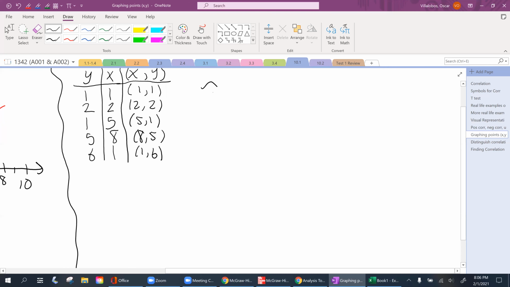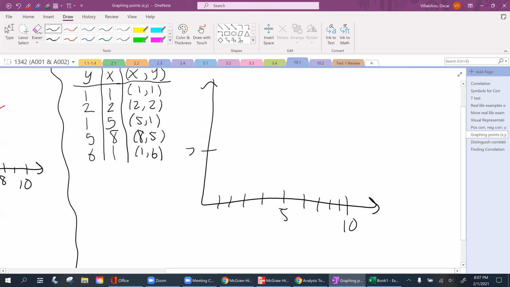All right, so let's go ahead and plot this. Let's just say that's 10, that's 5, 1, 2, 3, 4, 6, 7, 8, 9. Let's say that's 5, let's say that's 10, 1, 2, 3, 4, 6, 7, 8, 9. This is my x-axis, this is my y-axis. Let's plot these points. 1, 1, 2, 2, 5, 1, 1, 6, and 8, 5.